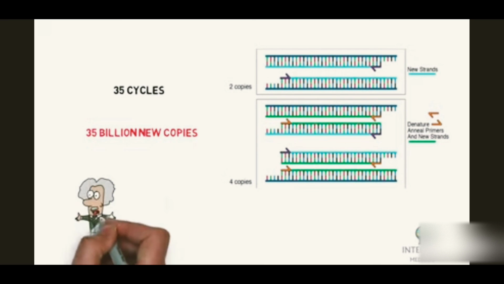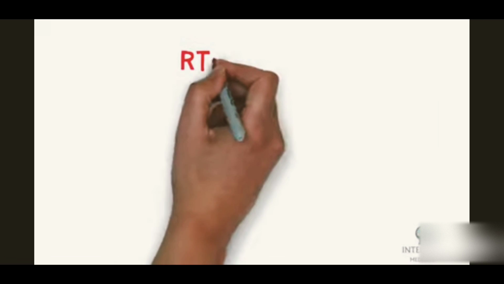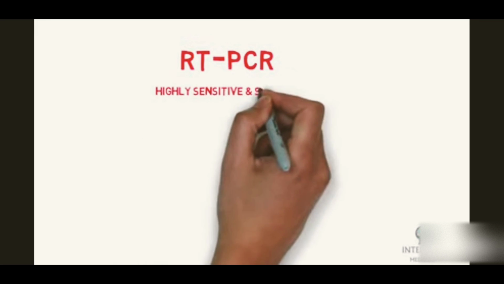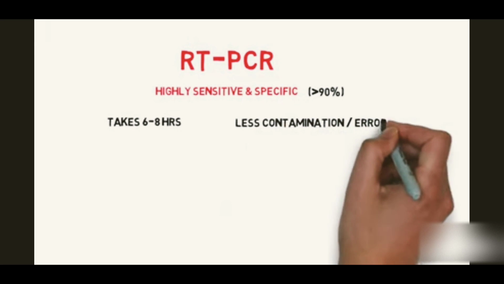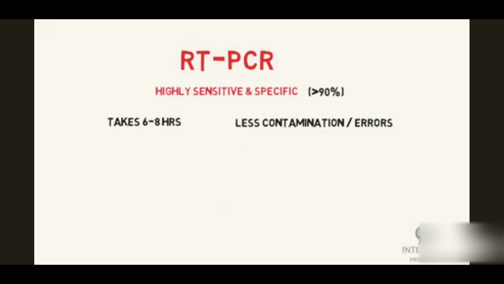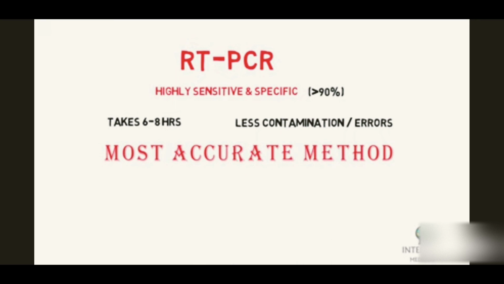sample. Scientists also monitor how many cycles it takes to reach this level in order to estimate the severity of the infection. The fewer the cycles, the more severe the viral infection is. The real-time RT-PCR technique is highly sensitive and specific, more than 90%, and takes an average of 6 to 8 hours. Compared to other available virus isolation methods, real-time RT-PCR has a lower potential for contamination or errors, as the entire process can be done within a closed tube.